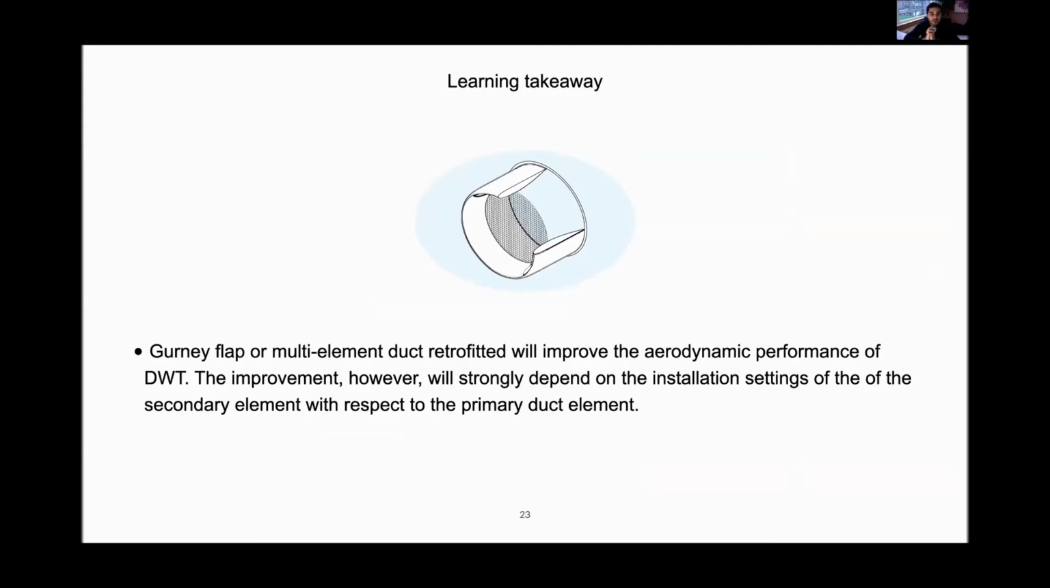So the learning takeaways from this were that the Gurney flap or the multi-element duct, which would be retrofitted to improve the aerodynamic performance of the DAWT, would strongly depend on the installation settings of the secondary element, which in this case was the Gurney flap or the secondary duct, with respect to the primary duct element.